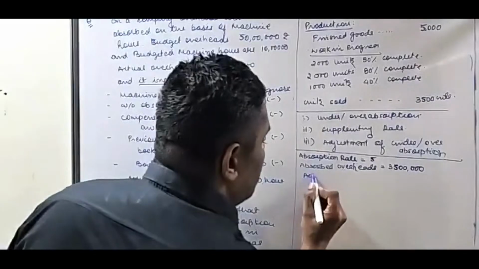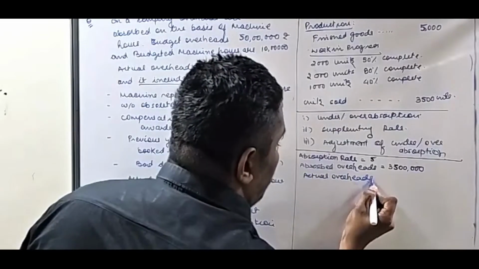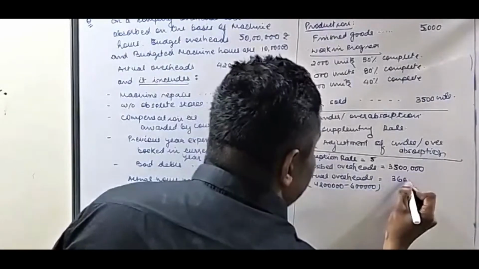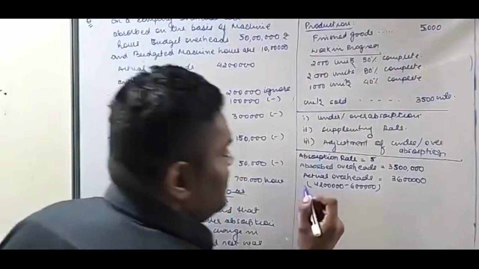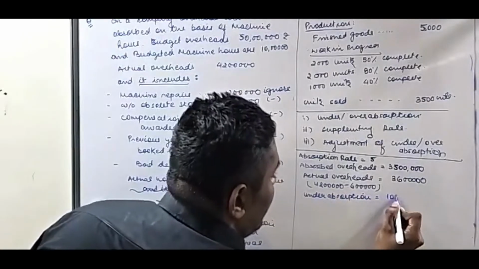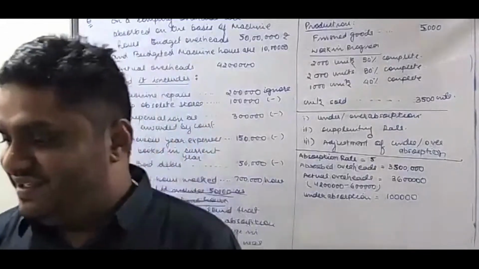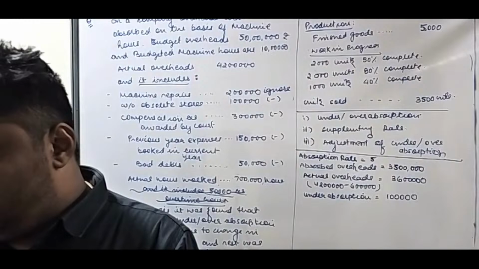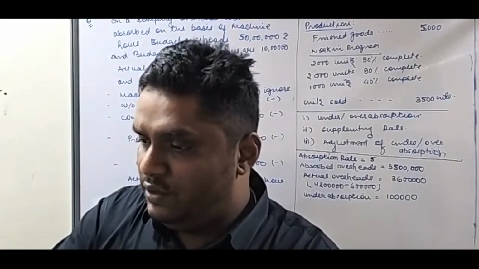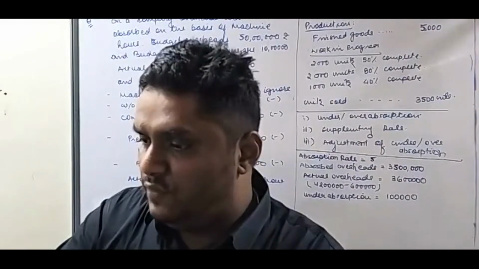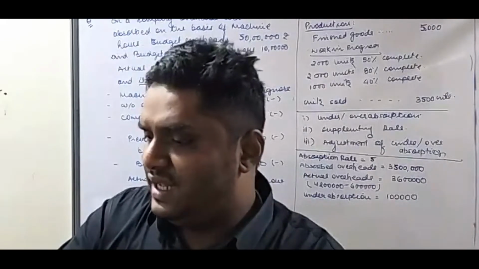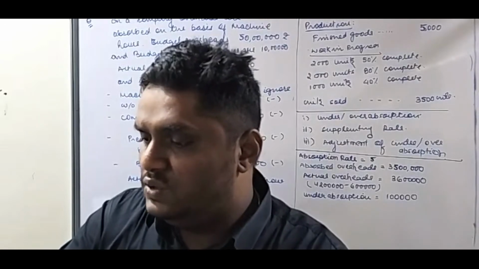So out of 42 lakhs, we have to subtract 6 lakh. Now we will be getting 36 lakh as my actual overheads. So there is an under absorption of rupees 1 lakh. I think Srinivasan was the first one to post the correct answer, and Swati, your first answer was right. Sorry, I think Srinivasan also posted over absorption. I think few posted the correct answer, but mostly they were not confident. So it is 1 lakh under absorption.